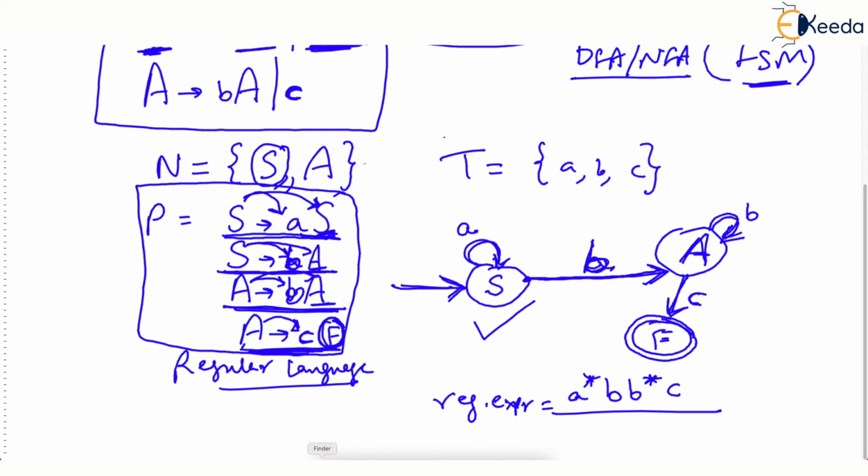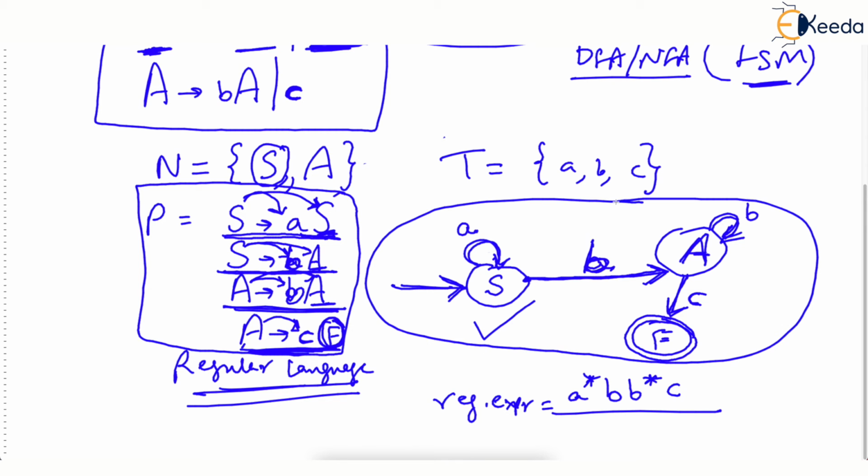If you are getting confused, let me tell you, regular grammar, regular expression, DFA, NFA, FSM, all are the same. All do the same work of accepting a regular language. Please try to understand this. This is the machine, the automata, which is going to actually realize or implement this regular grammar.